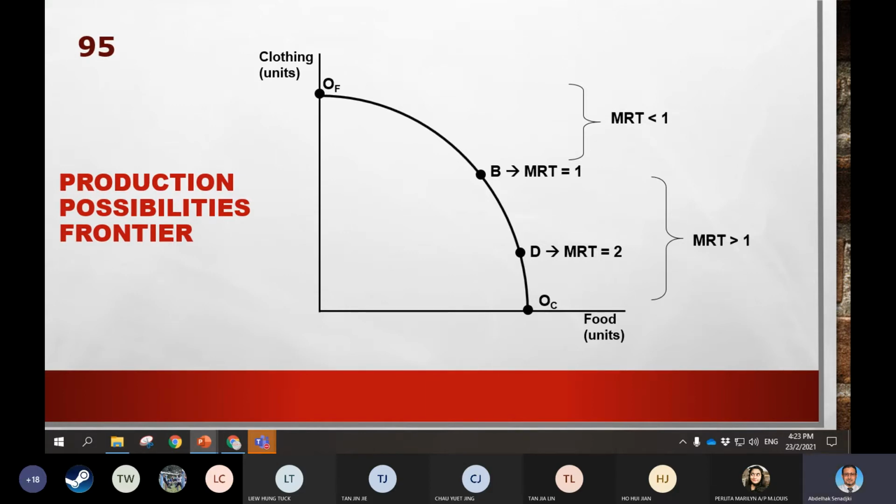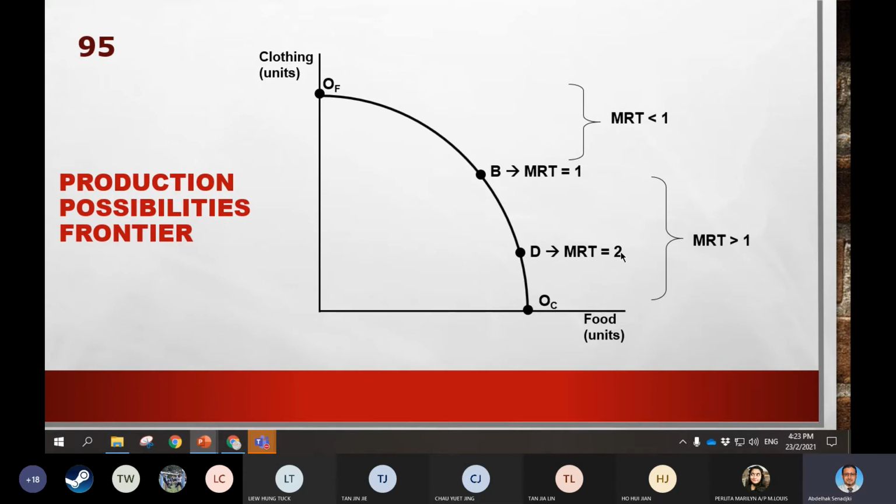Here, suppose that the import needed to produce 1 unit of food costs me, let's say, $160. Okay? And the marginal cost of food will be 160. So how much is the marginal cost of clothing?